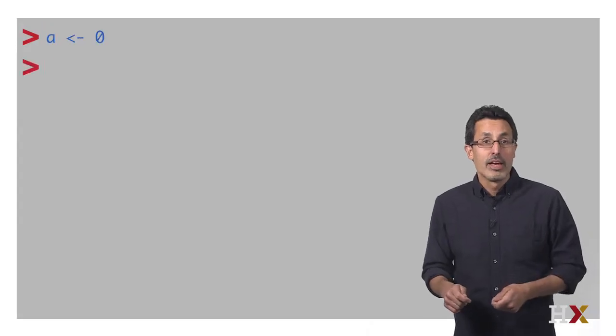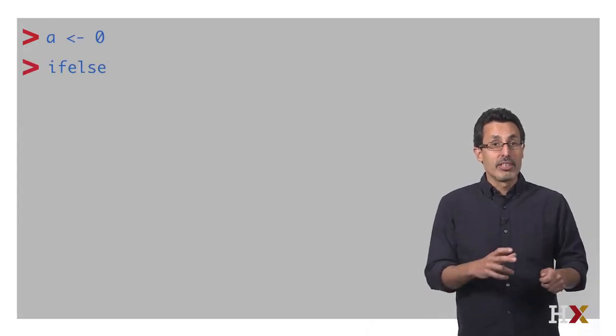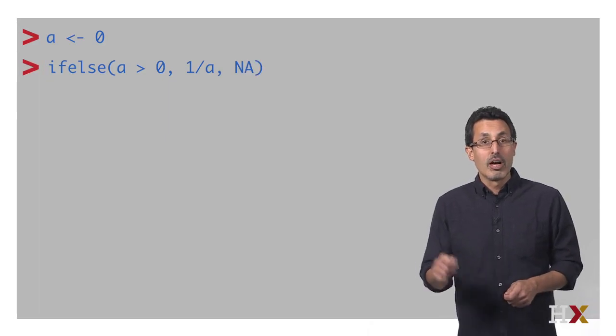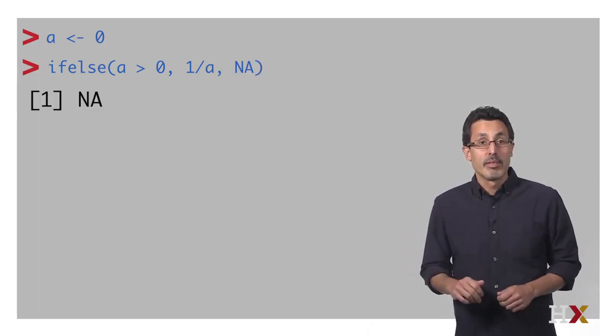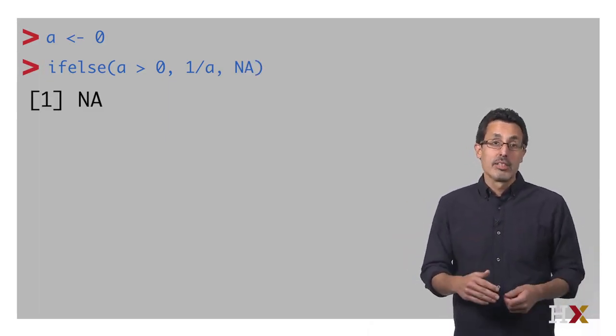A related function that is very useful is the ifelse function. One word, ifelse. This function takes 3 arguments: a logical and 2 possible answers. If the logical is true, the first answer is returned. If it's false, the second answer is returned. Here's an example. Define A as 0, and we ask ifelse A bigger than 0, return the reciprocal, otherwise return missing data. If we apply this function, we get back missing data.